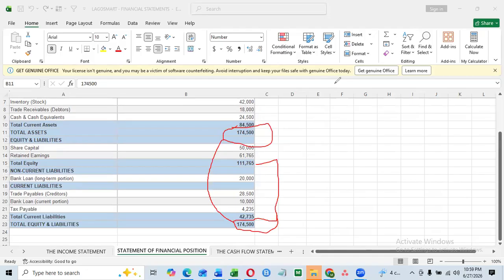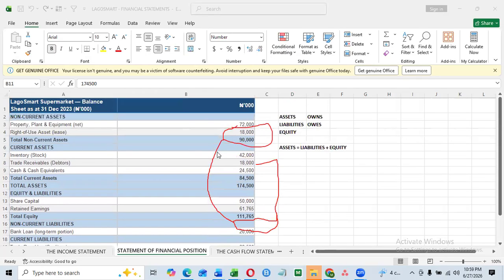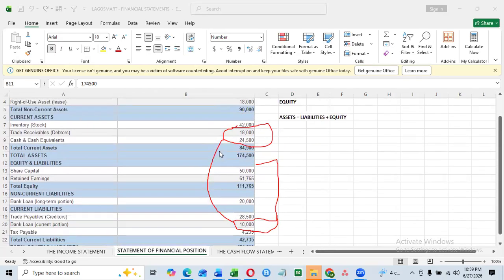LagoSmart is funded 64% by equity and 36% by debt. When I look in here, I can see that they have 24.5 million cash. Look at their cash equivalent here. They have 24.5 million in cash. Look at their stock. Their stock is 42 million.